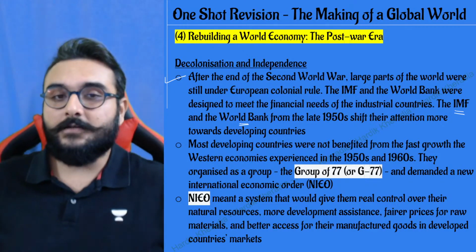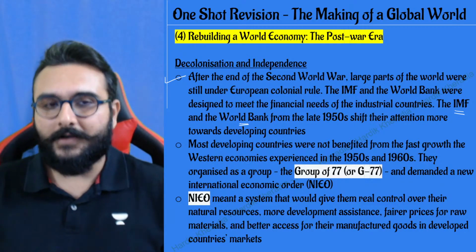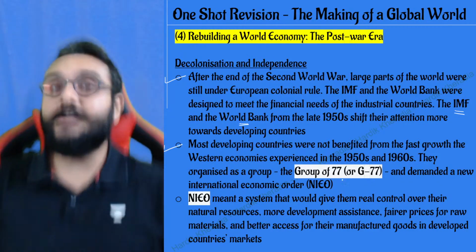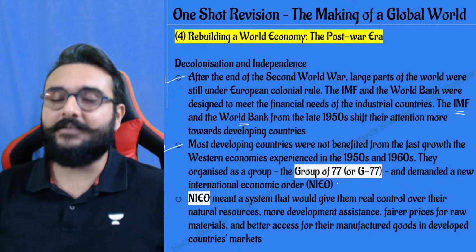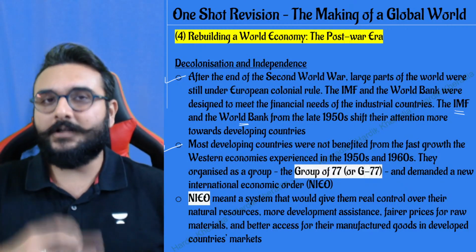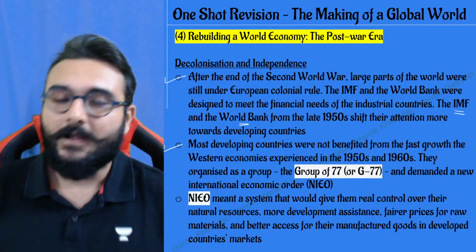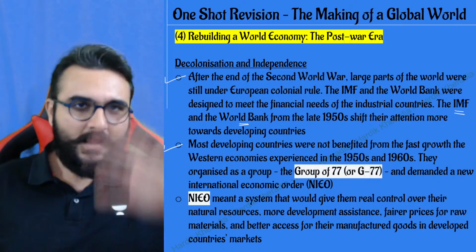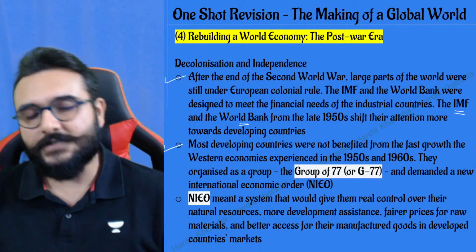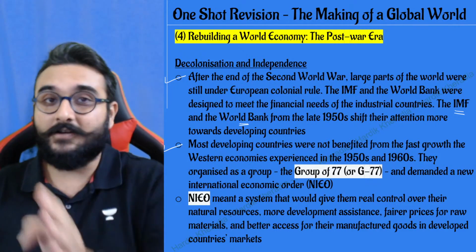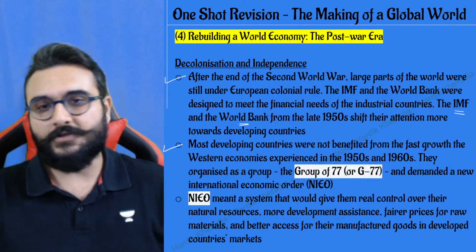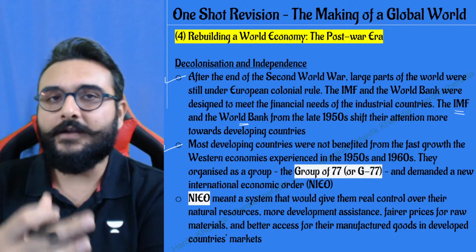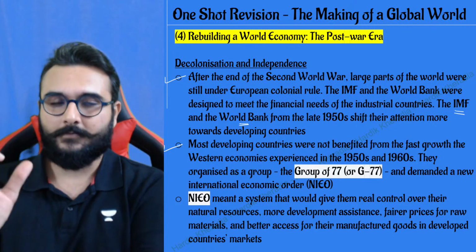Correct? So these developing countries, these poor countries, made their own group. It's called G77, or Group of 77. Today there are more than 130 countries in this group. It initially started with these 77 countries. You can check the list of the more than 130 countries on Google. And they wanted to bring a new system, a new international economic order. Order here means a system.